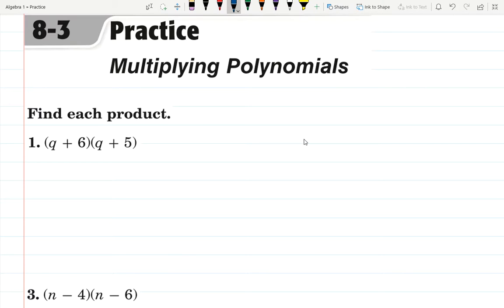Hey, Mr. Richards here. Let's take a look at our Chapter 8, Lesson 3 practice questions from Multiplying Polynomials. First set of questions, find each product.